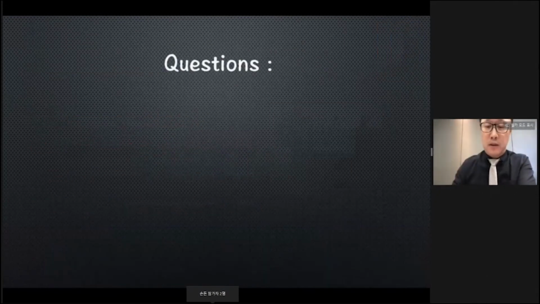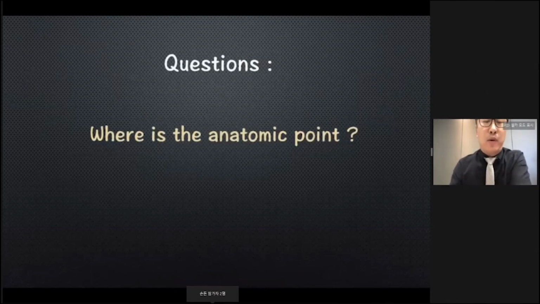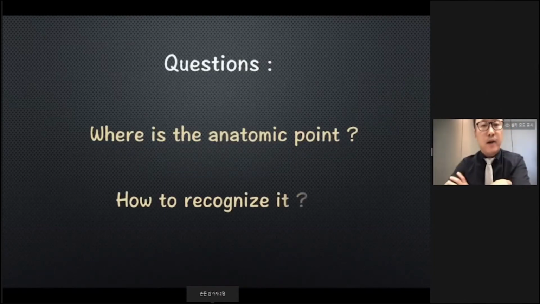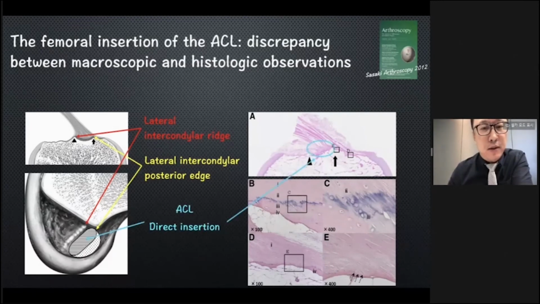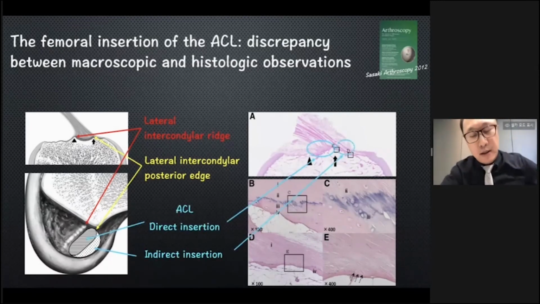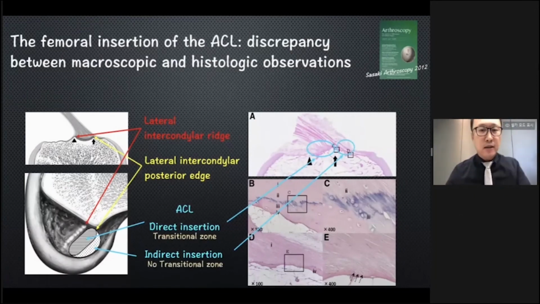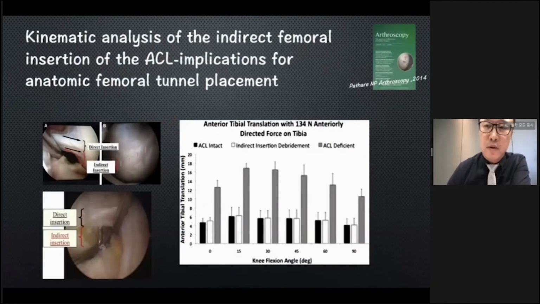So we know that anatomic reconstruction is crucial, and the optimal femoral tunnel is more important. But the question is, where is the anatomic point, and how do we recognize it? We have to answer these two questions, then we can make a perfect femoral tunnel. So let's look at where the anatomic point is. According to a study by Sasaki in 2012, they demonstrated the ACL insertion can be divided into the direct insertion and the indirect insertion. The direct insertion is a stronger attachment because there is a transitional zone, and the indirect insertion is the relatively weaker attachment.